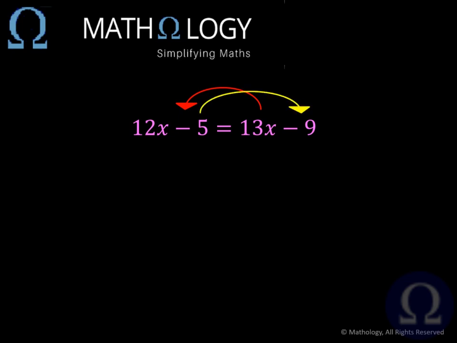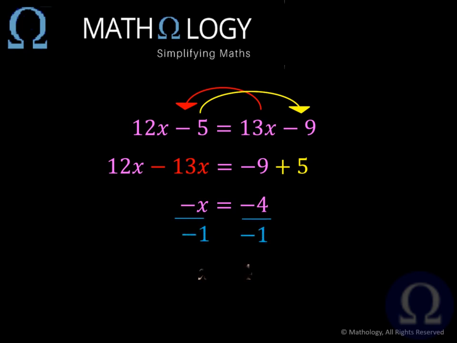So, 12x minus 13x equals minus 9 plus 5. Minus x therefore equals minus 4. Since the coefficient of x is minus 1, we now divide both sides by minus 1 to get x equals 4.